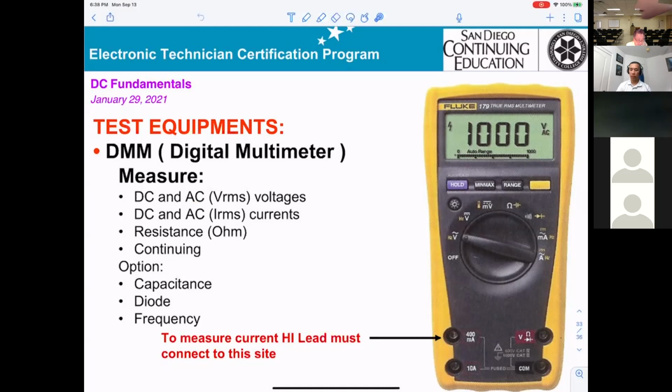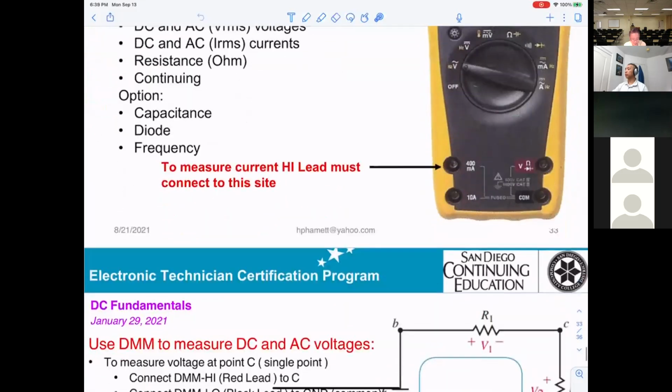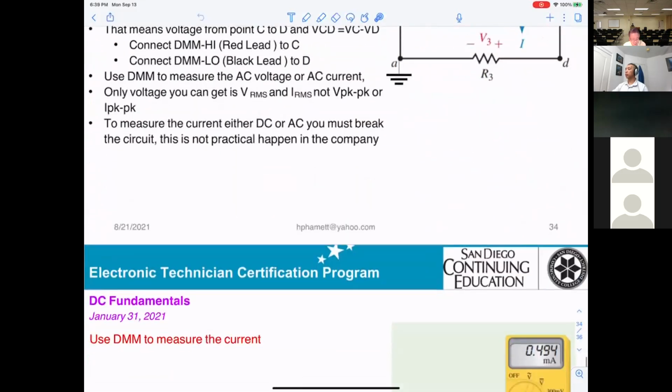On the AC, the voltage will be the V RMS. You cannot see V peak or V peak to peak with the meter. Same thing with current, AC has to be I RMS. And you can measure resistance, continuity, and other options, depending on how much you pay for your meter. You can measure capacitance, diodes, and frequency. That's it for now.